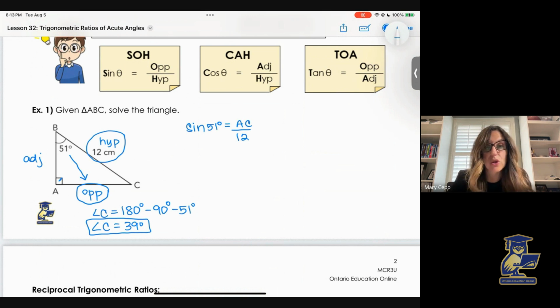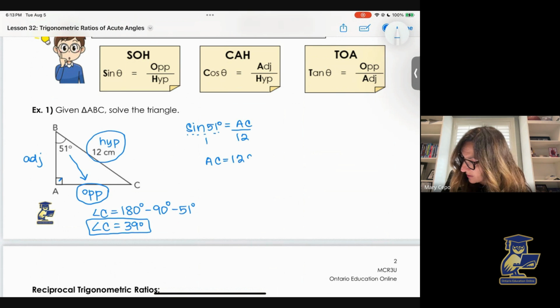The only ratio that has O and H, comparing those two sides, is sine. So we write the sine ratio, then we put the angle, which is equal to the ratio of the two sides: AC over the hypotenuse, which is 12. Now, cross multiplying, again, that's like an imaginary 1 there. Cross multiplying, AC is going to be 12 times sine of 51 degrees.